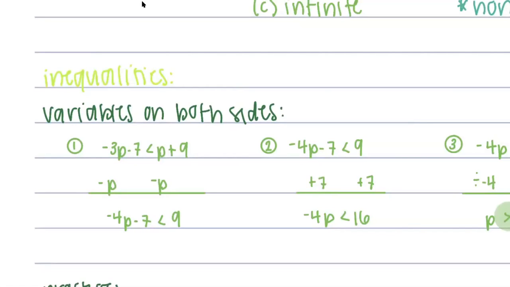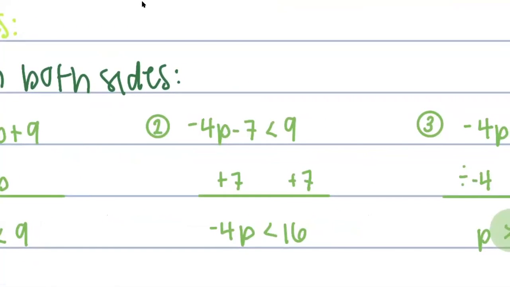Okay, so we're moving on to inequalities now, which are a bit more difficult than equations, but most of the time you're going to do the same operations as you would with equations. So we have our example, negative 3p minus 7 is less than p plus 9. We would start this like we would start a regular equation. Subtract p from both sides and you get negative 4p minus 7 is less than 9. Then after that, you would add 7 to both sides and you get negative 4p is less than 16.